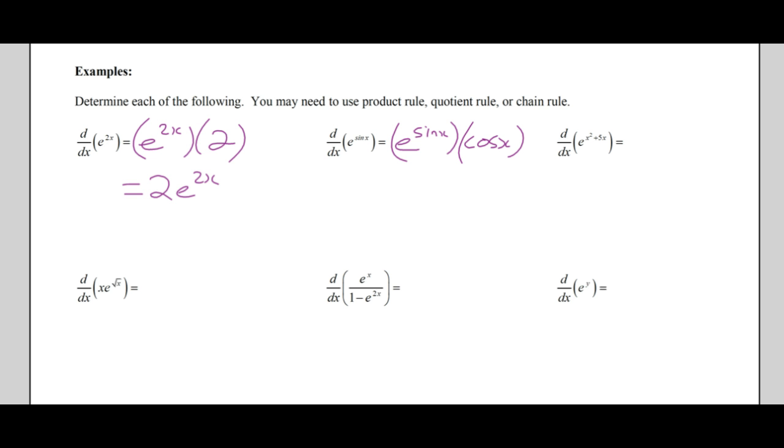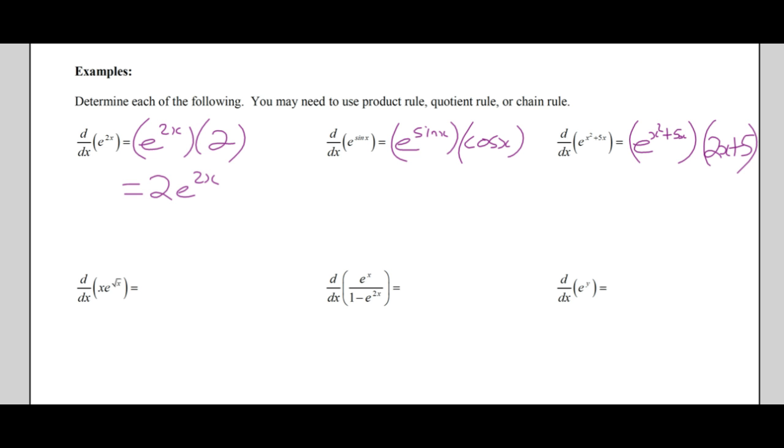So, derivative of e to the x squared plus 5x. What are we going to start by writing? E to the x squared plus 5x, right? Okay. E to the x squared plus 5x. Okay, so the first part is easy. You're just going to write down whatever you see. And now what are we going to put? 2x plus 5.